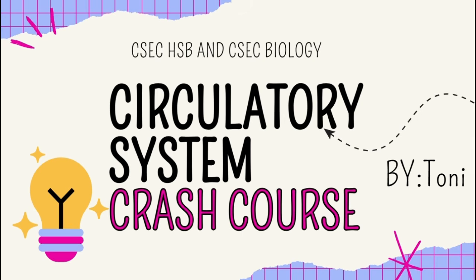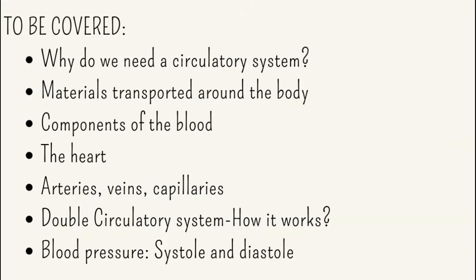And we're going to be talking a lot about the heart and all those things. So the topics that we're going to go into are, first, why do we need a circulatory system. Then the materials that are transported around the body. Then the components of the blood. Then the structure of the heart, like the design or the outline. Then blood vessels such as arteries, veins, capillaries, and the role that they play in all of this.